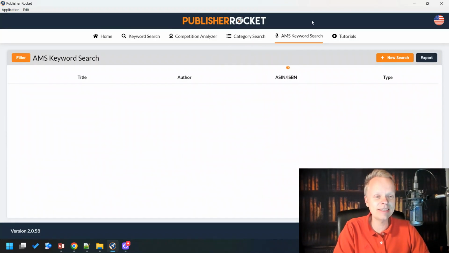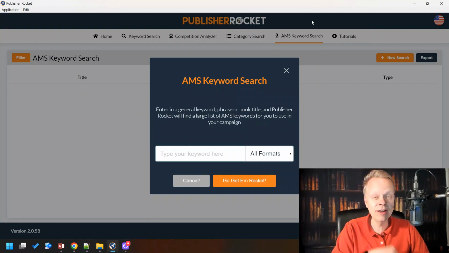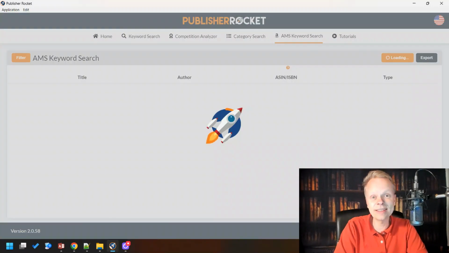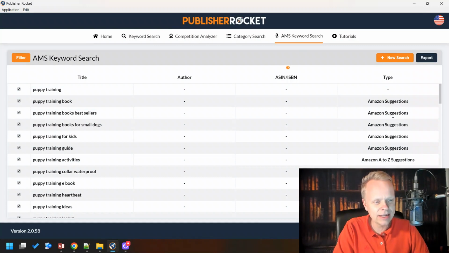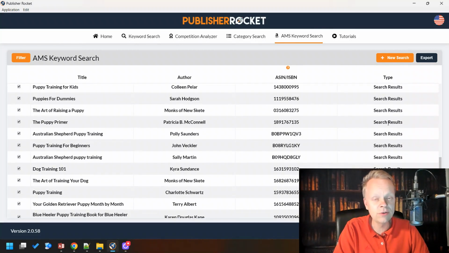And finally, AMS keyword search, which is by far the most important of them all. This was the reason I bought Publisher Rocket, was for this exact tool. And we're going to type in puppy training, and I'm going to go get the keywords. Let's take a look. Let's find out and see what happens. All right, here it comes. It's pulling them through. And it's going to say Amazon suggestions. You have the ability to export every one of these to Excel, and then you can actually import them directly. You can just copy the list and paste it right into your Amazon ads. So it's telling you these are all the related keywords.